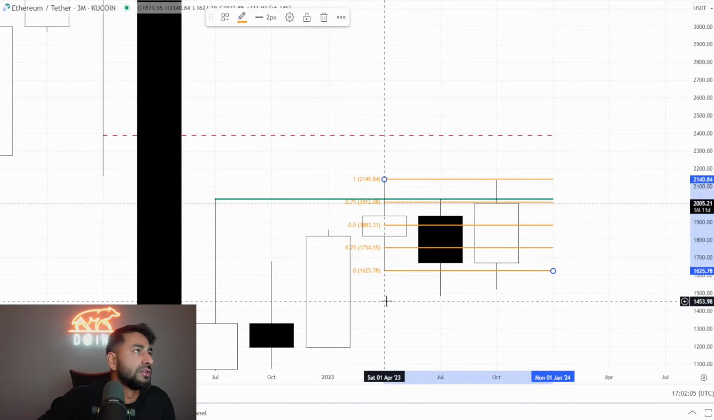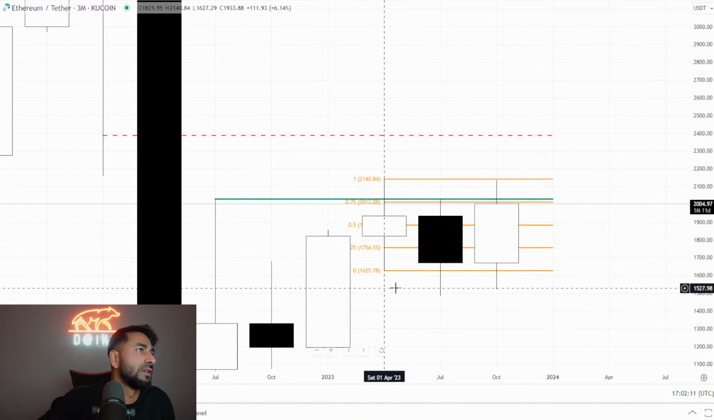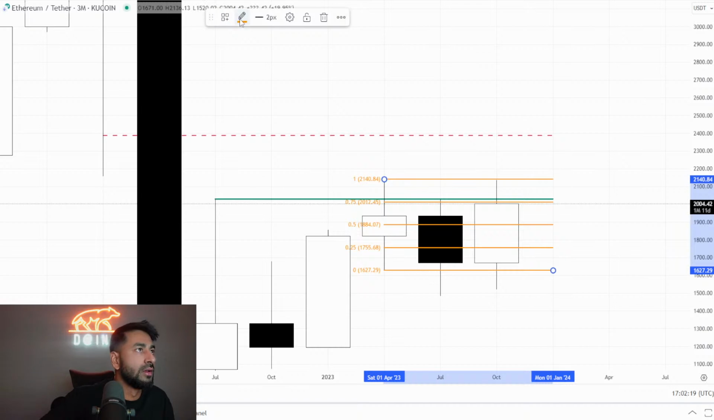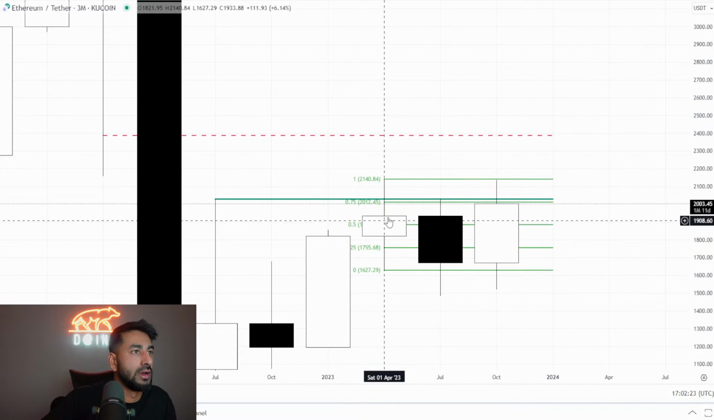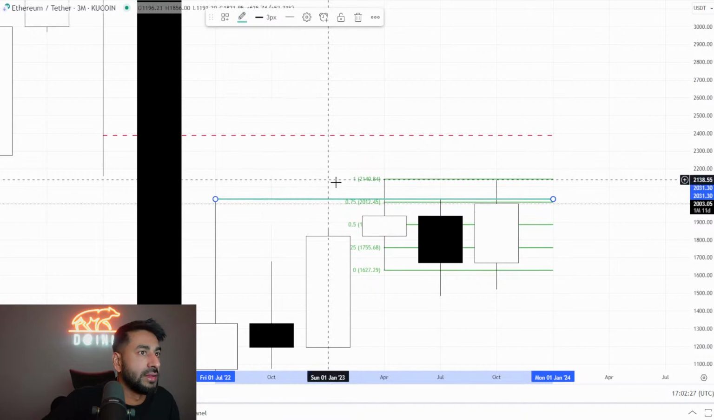The low comes into what? 1627.29. Mark that as a bit of a greeny line. No, I don't like that line. I'll mark it like that. Okay, let me just change this color a bit different as well. Make it like that.